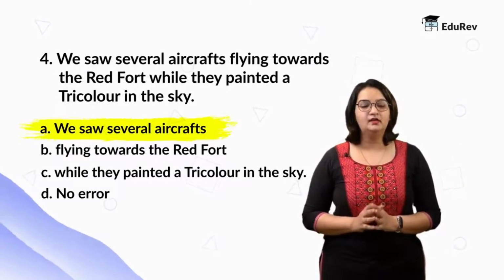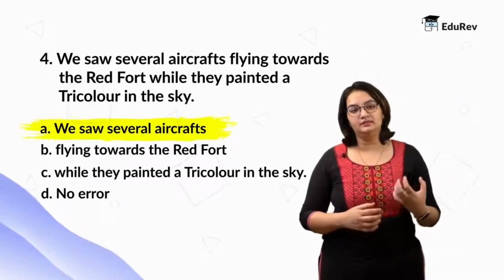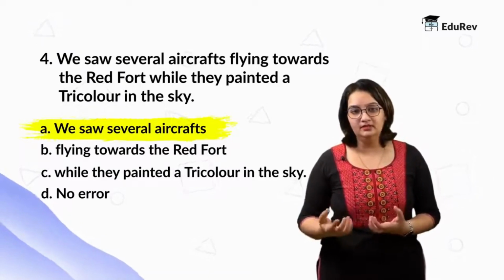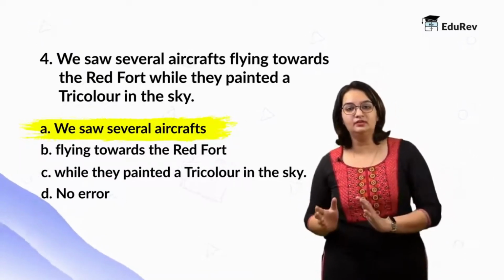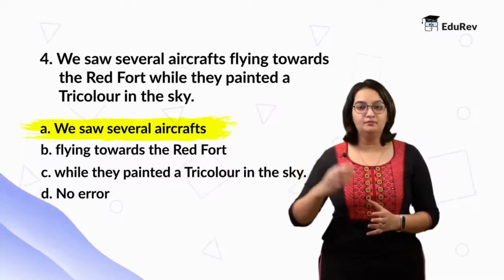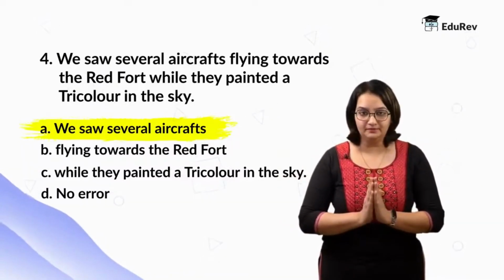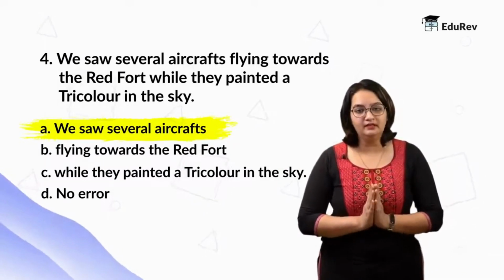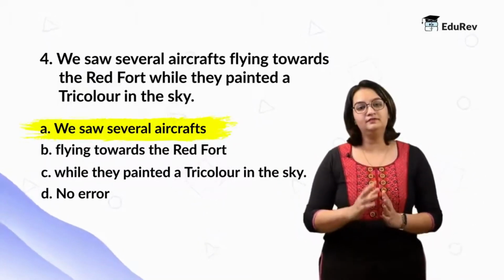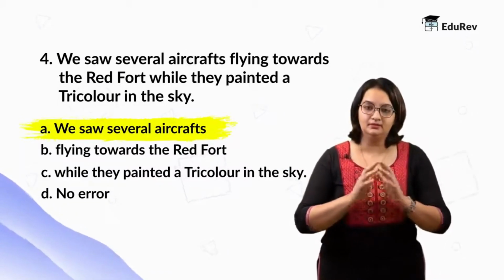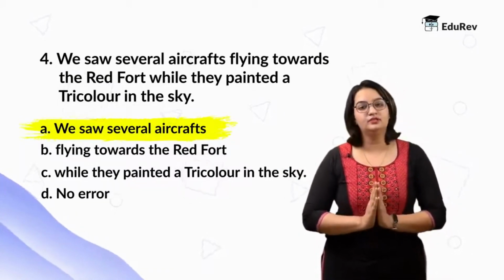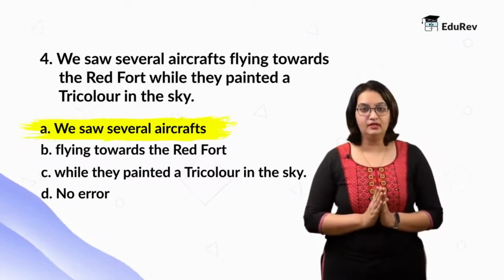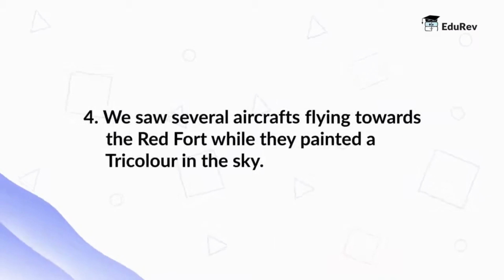Here, if we take a look at the statement, we find that the error is in part A of the statement. Why? Because just like we saw that there are several words which are originally plural in nature, there are several words which are originally singular in nature, even if they are referring to multiple units of that particular word. For example, even if there is one plane, we are going to call it an aircraft. And even if there are 10 planes, we are still going to call the bunch of them aircraft. We are not going to use the plural form aircrafts for that. Okay? So, the final corrected statement should be, we saw several aircraft flying towards the Red Fort while they painted a tricolor in the sky.